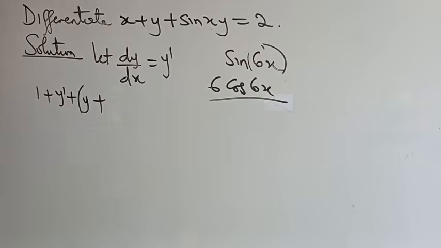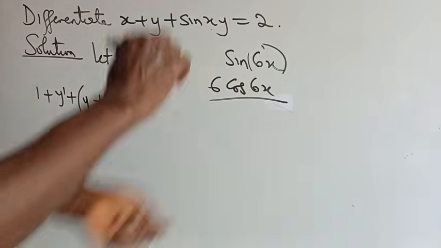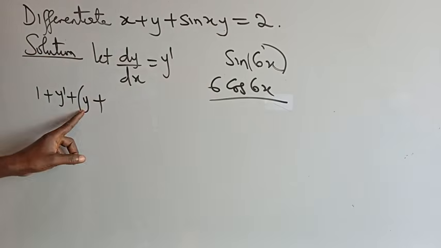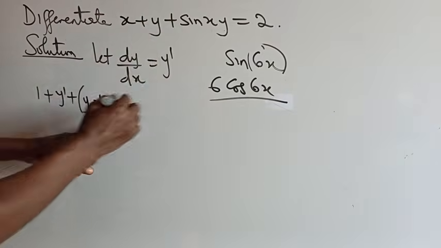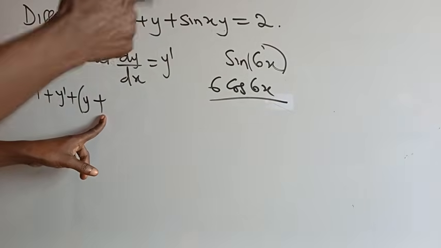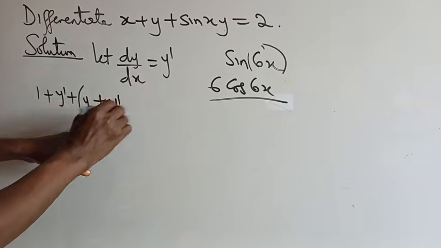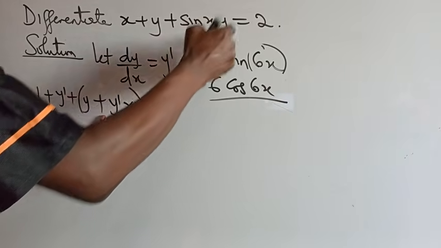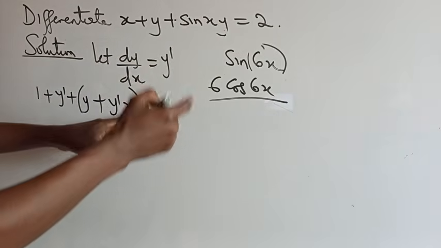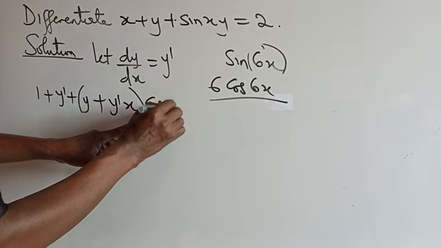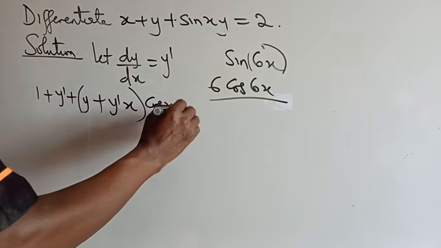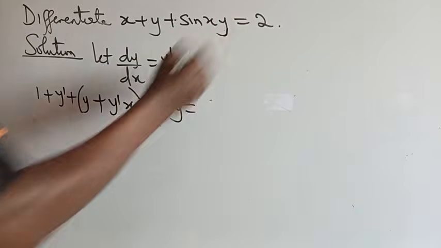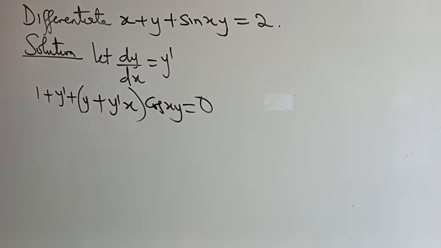Then plus, this is product rule, because x is multiplying y. Again, differentiating x, you have 1. 1 times that y, you have y. Plus, now differentiate y, which is 1, then multiply by y prime, y prime, then times x. Now, the entire sine xy, if you differentiate it, gives us cos xy. Beautiful. Is equal to, now, when you differentiate constant 2, it gives us 0.